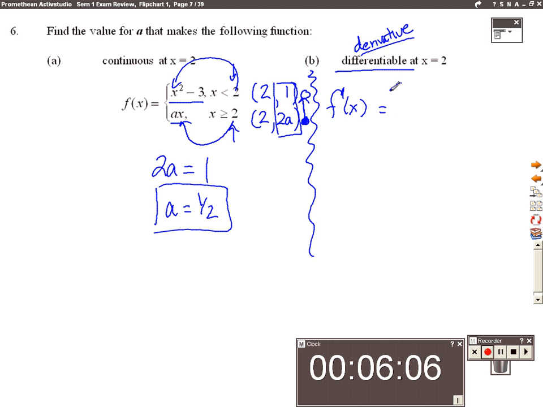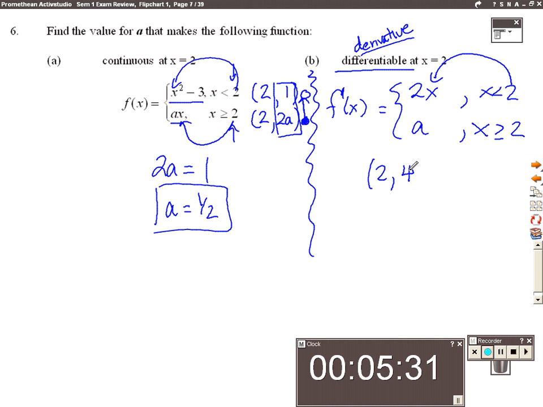So for the first piece of the function, the derivative of x squared minus 3 is 2x. And that's still defined for x is less than 2. And the derivative of the second piece, the derivative of ax, is just a. And that's still defined for x is greater than or equal to 2. Now, we want the derivatives to be the same in order to make sure that the function is differentiable. So I'm going to substitute 2 in place of x. So when x is 2, the y is 4.